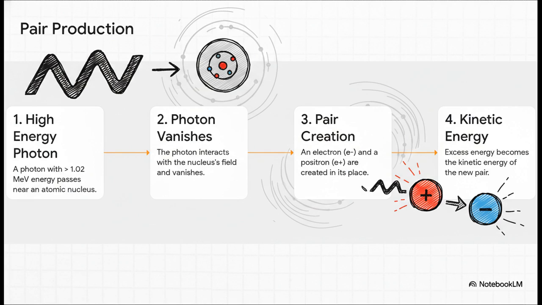That's your threshold. Now, if the incoming photon has more energy than that, say 1.5 MeV, the extra is just converted into the kinetic energy, basically the speed of the brand new electron and positron, sending them flying off.